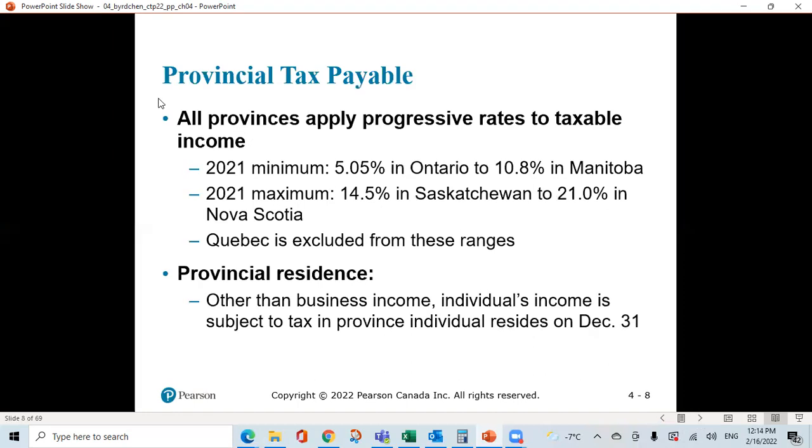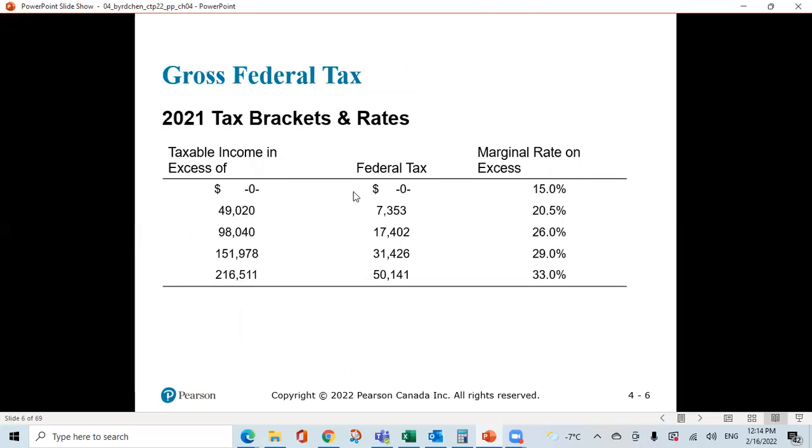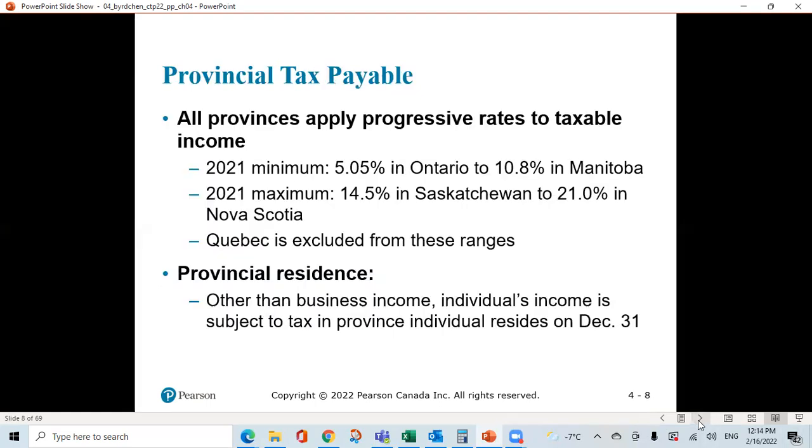Then we move on to the provincial tax payable. Provincial tax payable is calculated by multiplying the taxable income by a group of progressive rates. In general, the provinces, other than Quebec, use the same taxable income figures that are used at the federal level. So we use the same taxable income brackets for provincial tax payable.